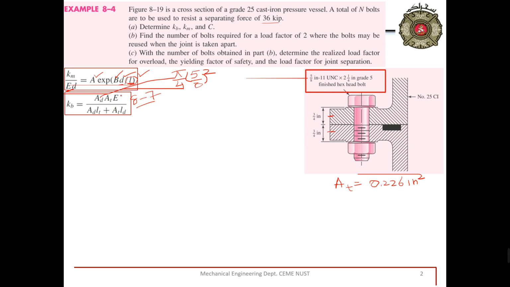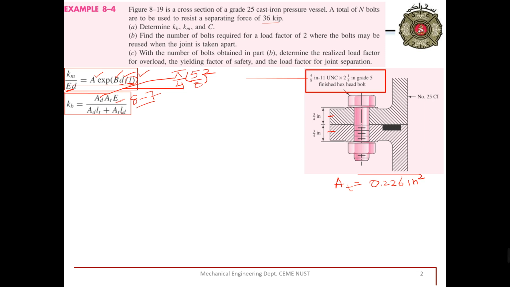We have Ad. Bolts are made of steel. For steel, we know E is 29 mega psi. Let me check the value again. I want to make sure that the values are correct. It is 30 into 10 raised to power 6 psi, or 30 mega psi. You can check the value of E from table 8-8.